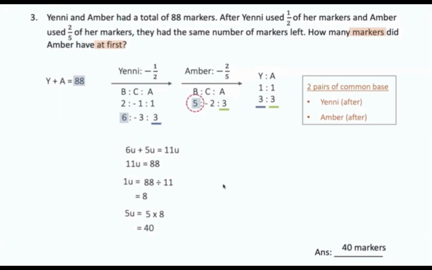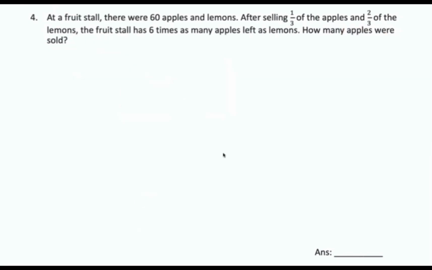Now let's look at question number 4. If you don't get the answer, then there is something wrong in the 5 steps, right? If you follow 5 steps strictly, you will know where you get this wrong. So let's start. There were 60 apples and lemons, meaning apples plus lemons is 60.